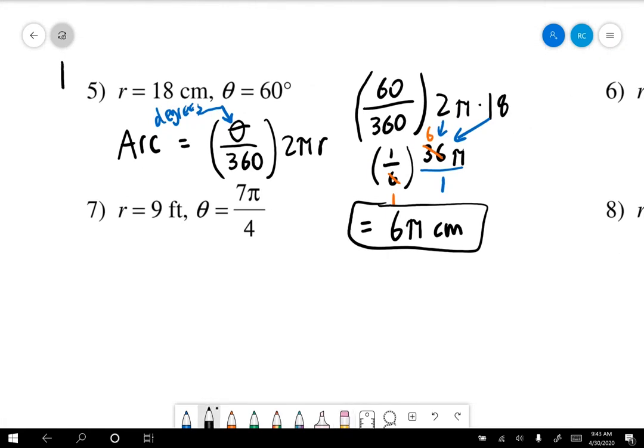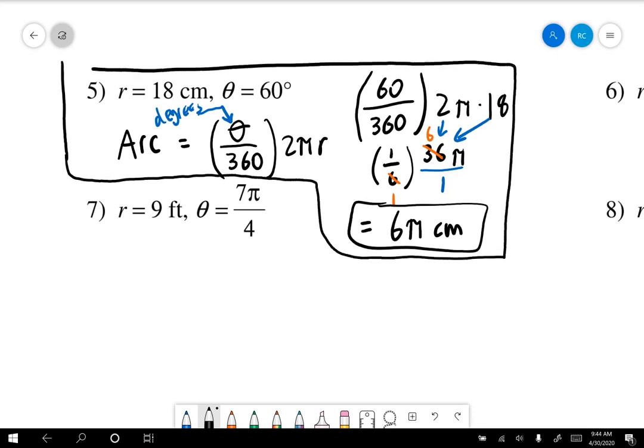Now let's see if I can section these off a little bit. Okay, so there's that problem. Let's go ahead and do number 7 first, and then we'll go over to the other side.